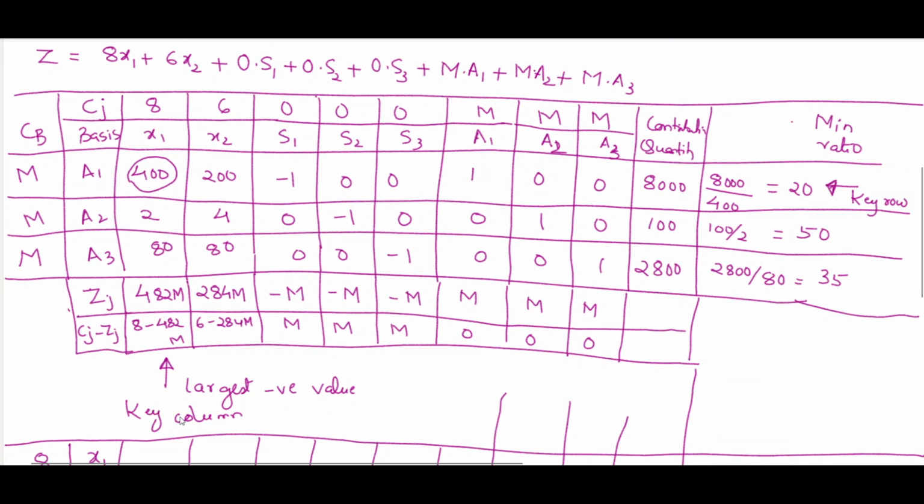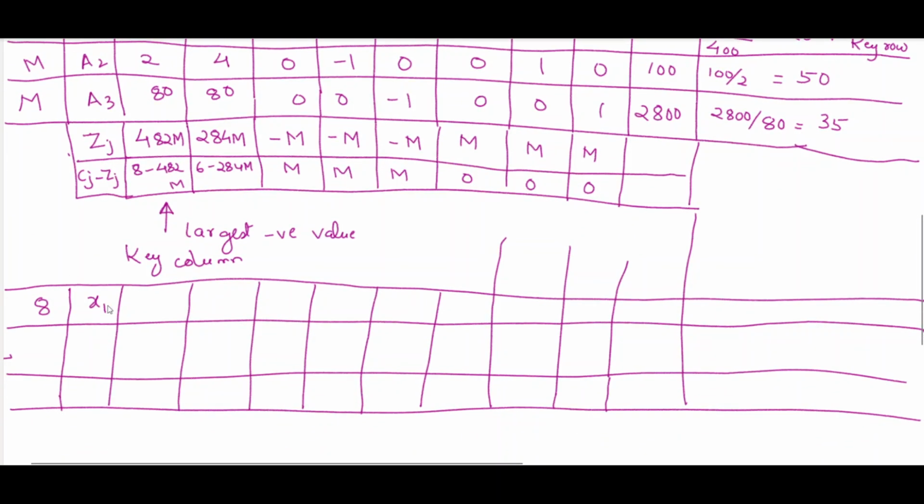As your key element is found in the first row, that is your element 400. You have seen that key row and key column are intersecting, so this is the key element, and this key element is found under your variable x1, and it is occurring in the row a1. So that's why a1 will be removed and x1 will enter, and its coefficient is 8, so that's why it is your 8x1.